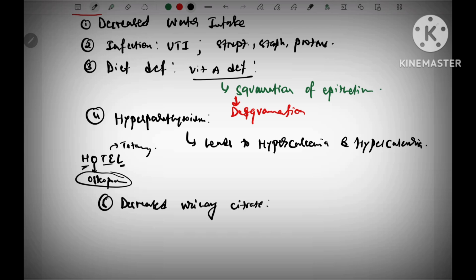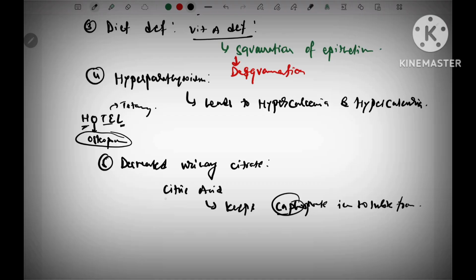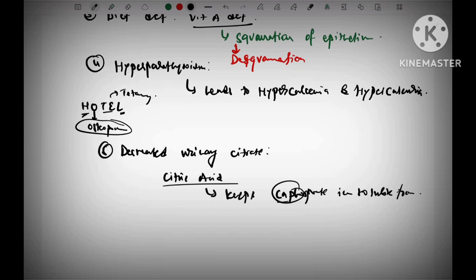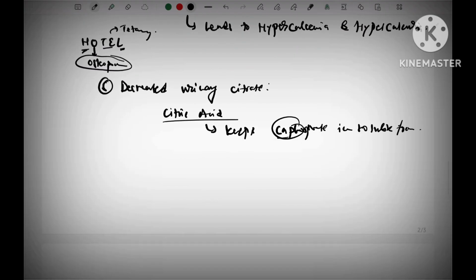So the citric acid, what does it cause? Citric acid keeps the calcium phosphate in soluble form. But if there is a decrease in citric acid, then the soluble form of calcium phosphate decreases and the insoluble form increases. If the insoluble calcium phosphate increases, then it leads to the formation of renal stone. So these are the causes of renal stone.